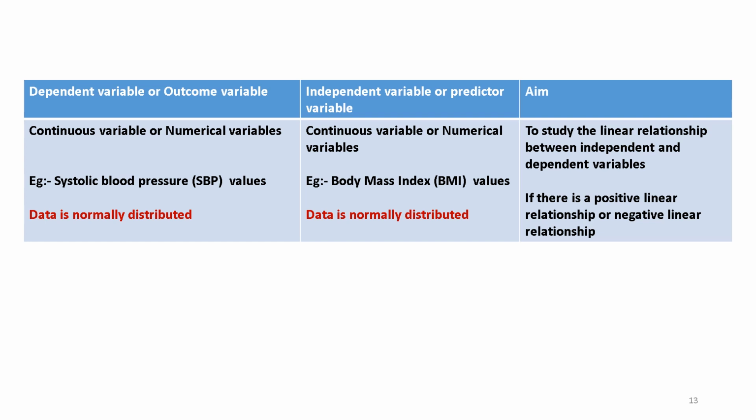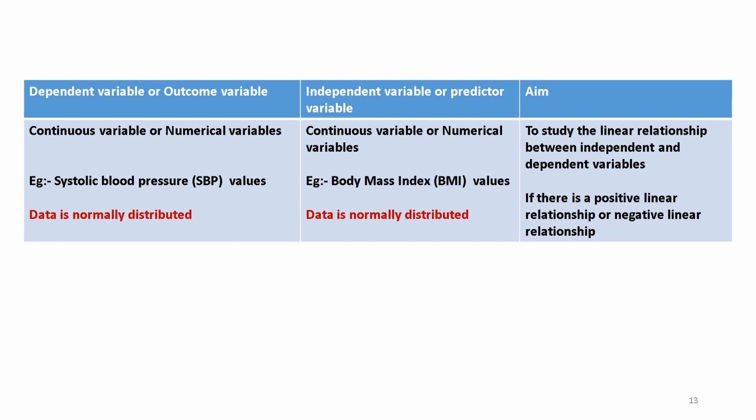Okay, let us go to the next scenario. Dependent variable is a continuous variable and the data is normally distributed. Example given in this is systolic blood pressure values. And the independent variable or predictor variable is a continuous variable or numerical variable, body mass index values. That is also normally distributed. So the dependent variable is a continuous variable, and the independent variable is also a continuous variable.